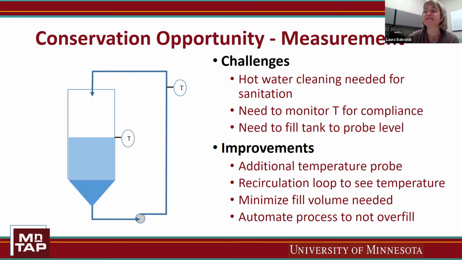So they added a second temperature probe over on the recirculation loop over here. So that meant that all they really needed was the darker blue section of the fill. They didn't have to fill the tank halfway. They just had to fill the cone and enough to be able to recirculate the water around. And that saved them tons and tons of water. So it's where are you measuring, and are you using more water just because that's the way things are set up? We can change things. We can add equipment as needed.